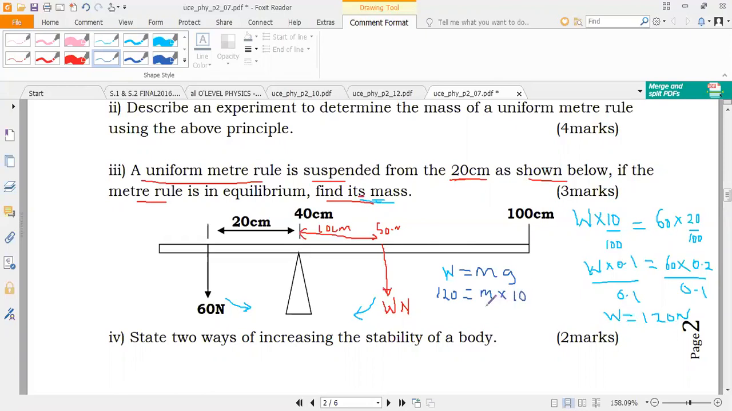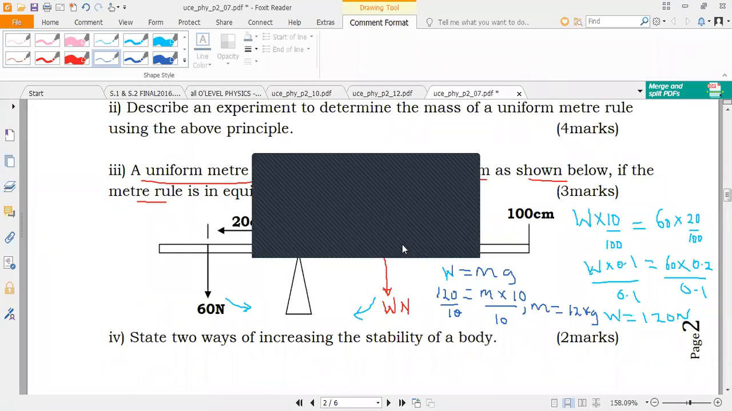So we shall use 10 as the value of G as given in the question. So if we divide by 10 on both sides, finally the mass of this meter rule will be equivalent to 12 kilograms. So basically that is how we find the mass.